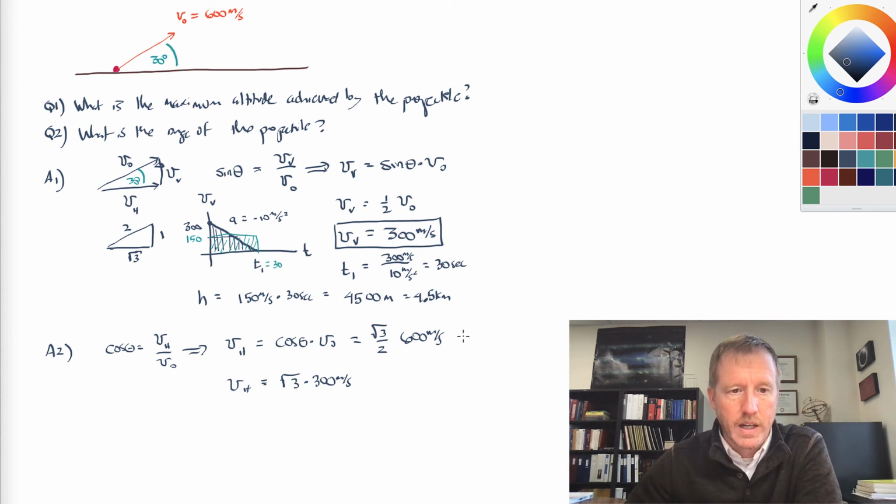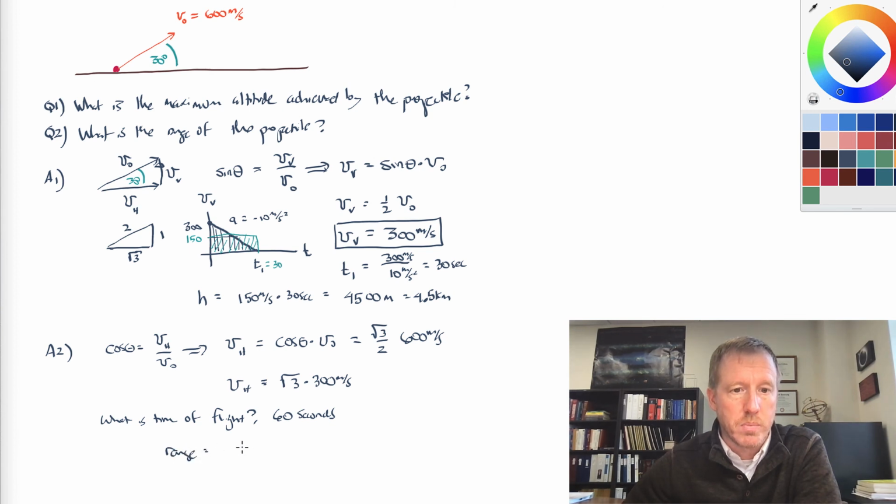Okay? And now if we want to find the range, all we need to do is multiply that horizontal speed by the time that it's in the air, the time of flight. So what is the time of flight? The total time of flight is going to be, well, we know it took 30 seconds to get to its peak, so it's going to take 30 more seconds to get back down to the ground, so it's going to take 60 seconds. It's going to be in the air for 60 seconds.